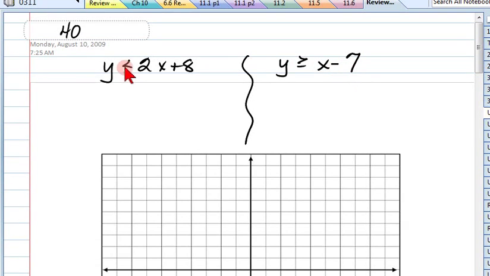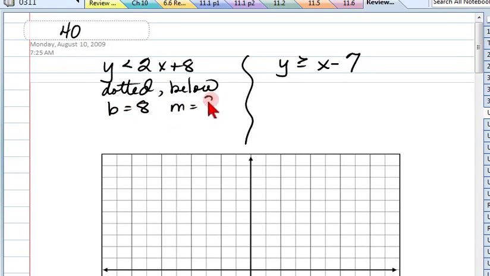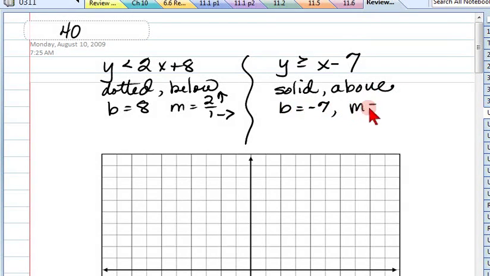For the first one, looking at the inequality symbol, I know that it's going to be dotted. I'm going to shade below. I'm going to begin at 8, and my slope is up 2, right 1. I'm going to go ahead and write this information on the second one. It's solid. We're going to shade above. I'm going to begin at negative 7, and I'm going to move according to the slope, which is 1 over 1. Okay.